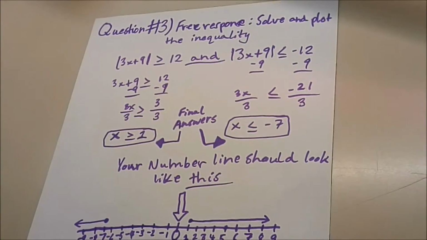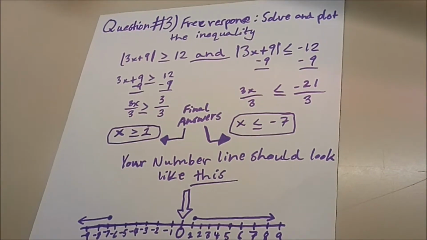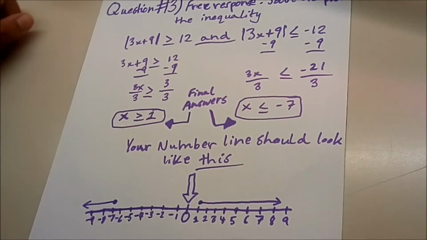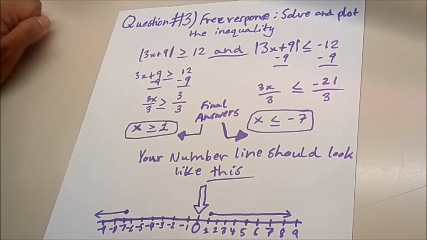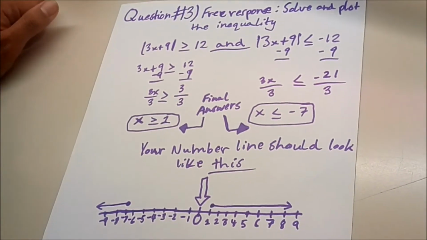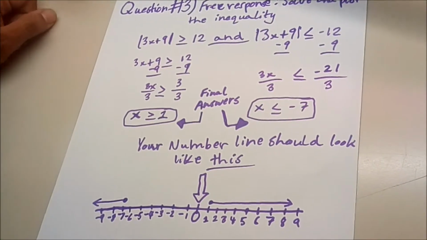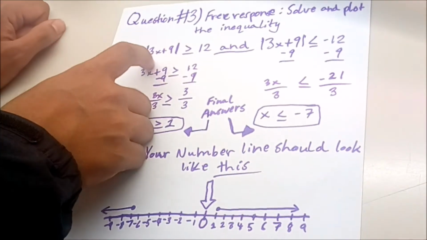Question number 3 is a different type of question. It's free response. So what you have to do is solve and plot the inequality. The inequality in this case is the absolute value of 3x plus 9 is greater than or equal to 12, and then you also put it on the other side as the opposite, which is negative 12 instead of the positive 12. So what you do is you get it out of the absolute value.